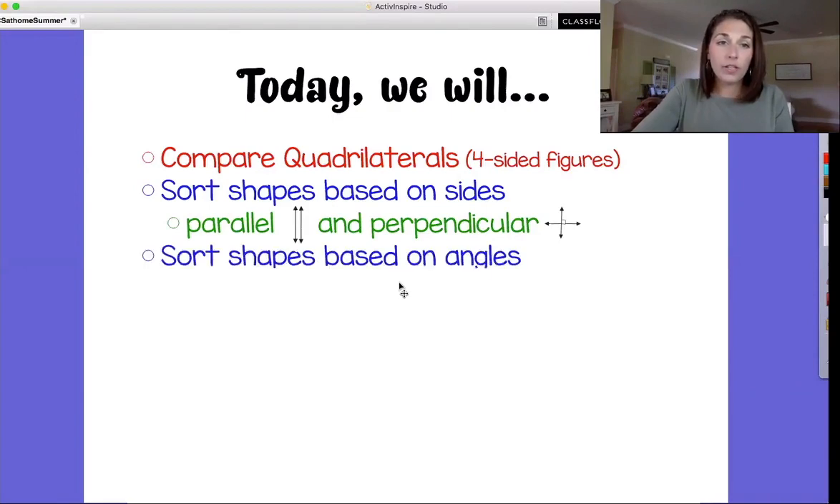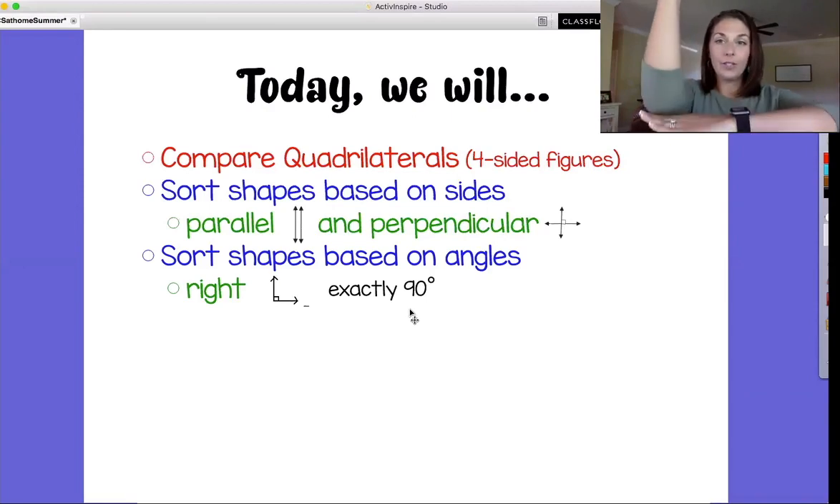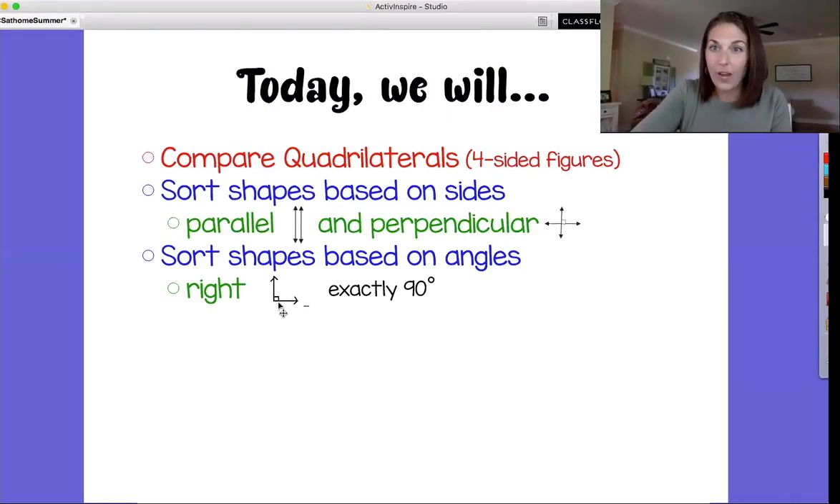We are also going to sort shapes based on angles. So we're going to look at the corners of the shape, and we are going to decide, can those angles be identified as right angles? Right angles measure exactly 90 degrees, and I could draw a perfect square in the corner. I like to say those just right angles measure exactly 90 degrees, no more, no less.